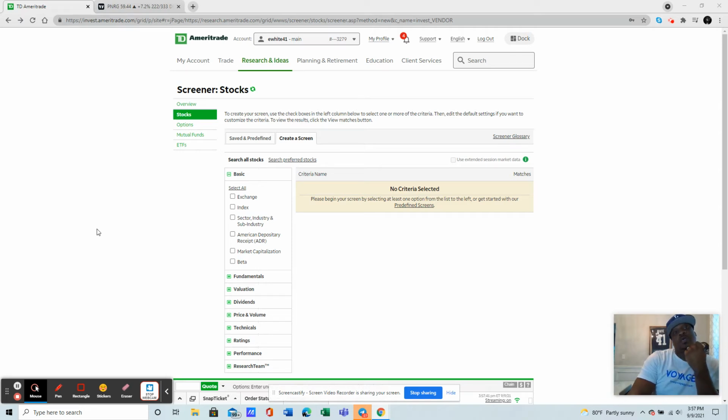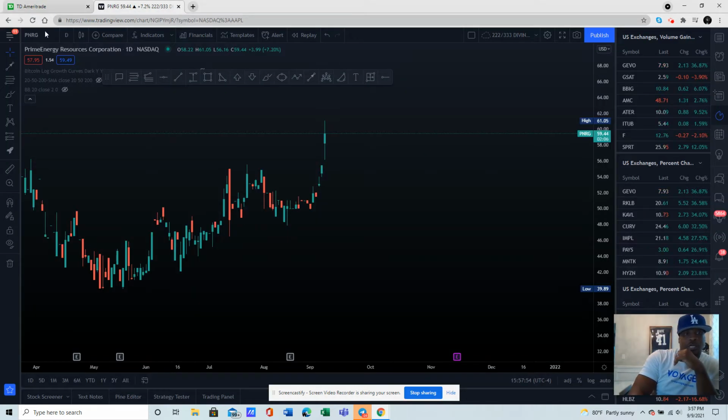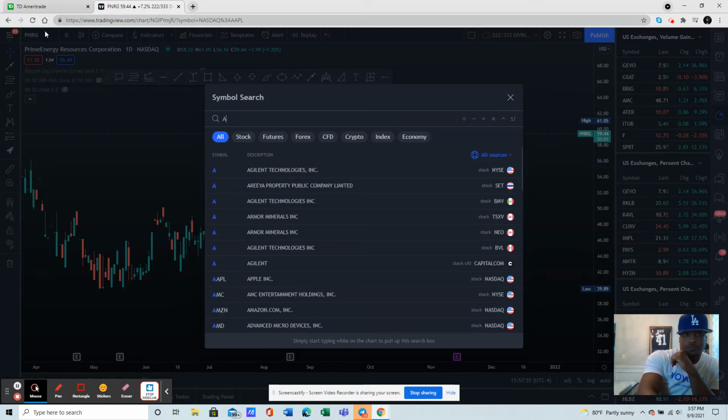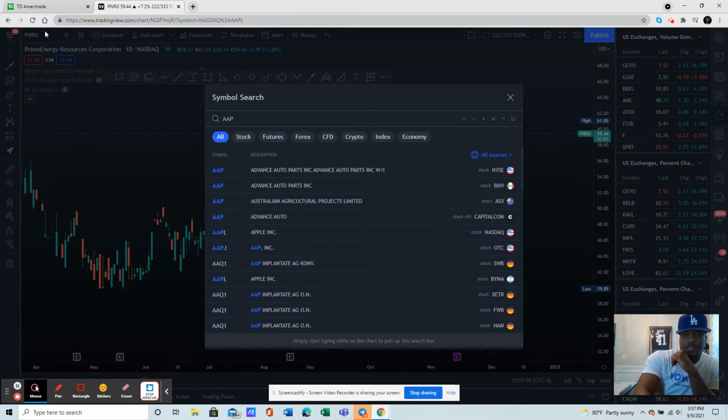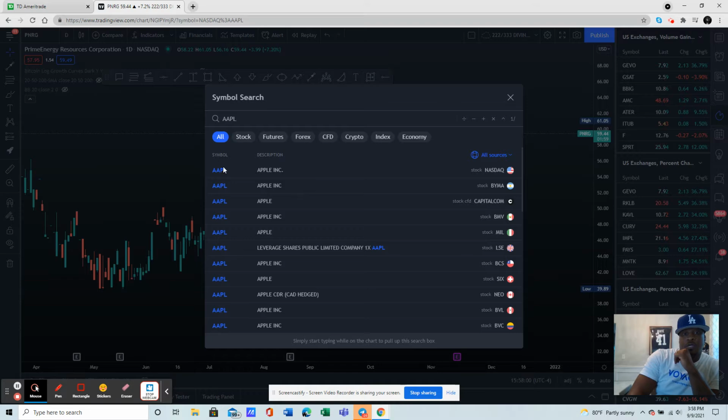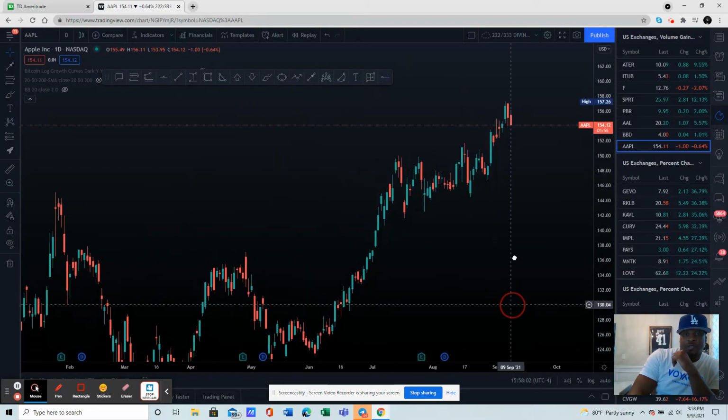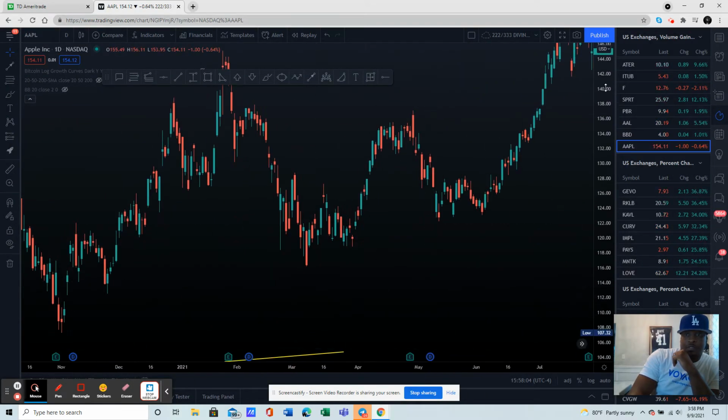I was asked about gaps, creating a screen for gaps. What that means is the computer is going to find stocks that have gapped up or down in the market. So I'm going to go over the chart. Let's look at Apple and see if we found any gaps over there, so you can get a good understanding of what gaps are like.